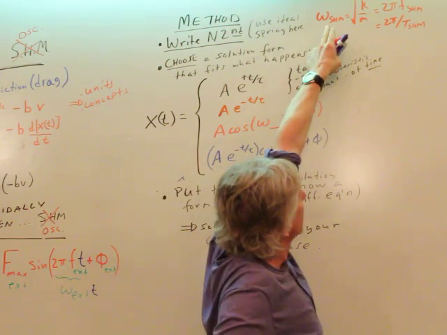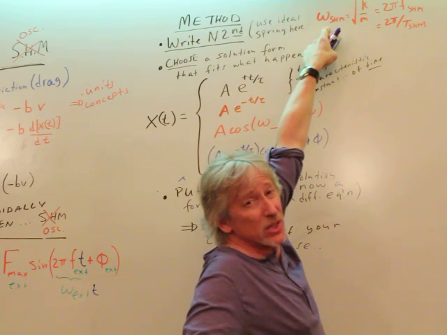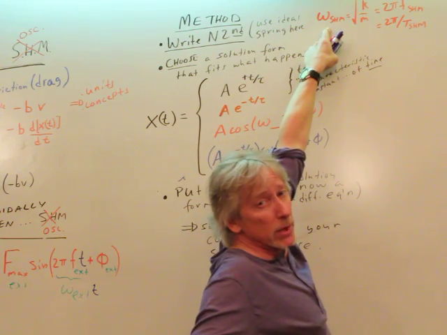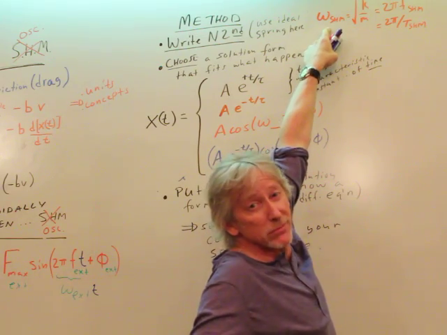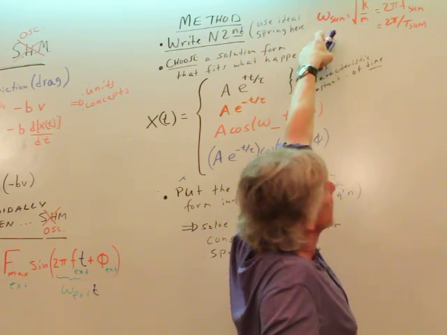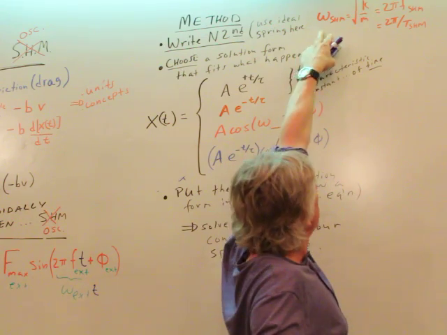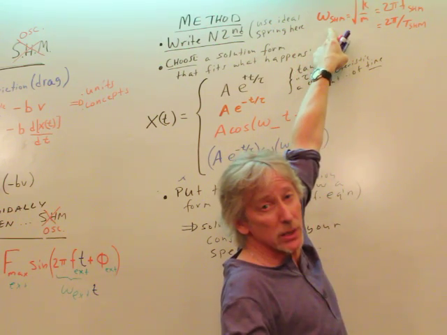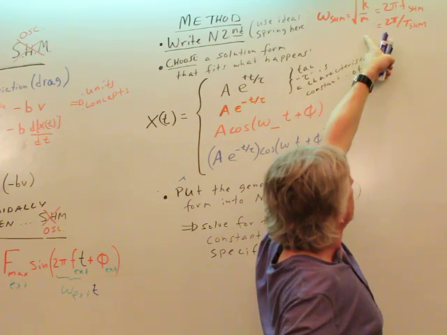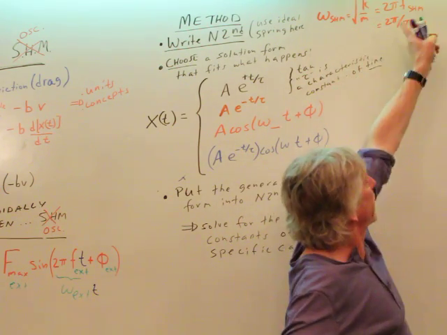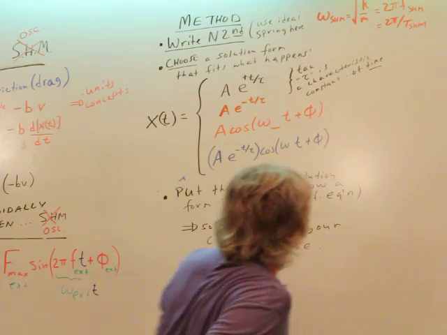We know that in that case, just negative kx equals ma. Negative kx equals m d squared x dt squared, right? When we do that, pops out omega of the oscillation, angular frequency, is root k over m. That's also 2 pi f or 2 pi over T. Good, we're getting used to it.